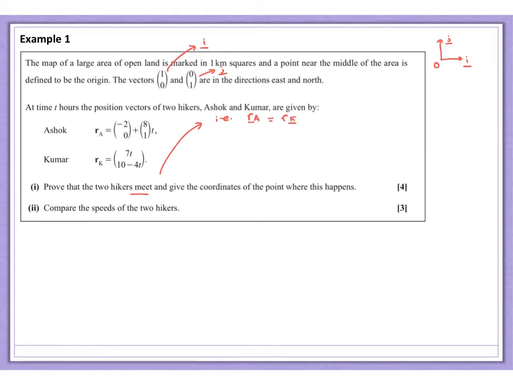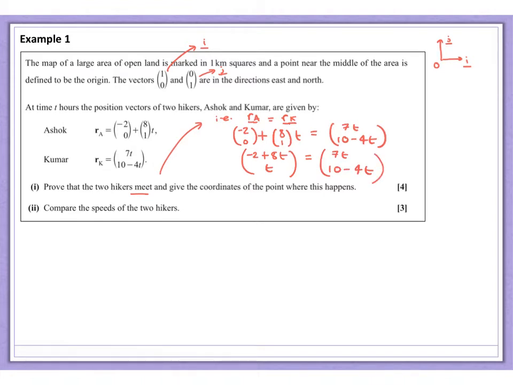Remember, when you're answering questions and you're referring to vectors, you need to underline your vectors in the question. Of course, they'll be in bold. So this means that we can say (-2, 0) + t(8, 1) is equal to (7t, 10 - 4t). Now, the vector r_A, we can combine it like the vector r_K as follows. So (-2 + 8t), and then t for the j component. And that way it's a little bit easier to compare the two vectors.